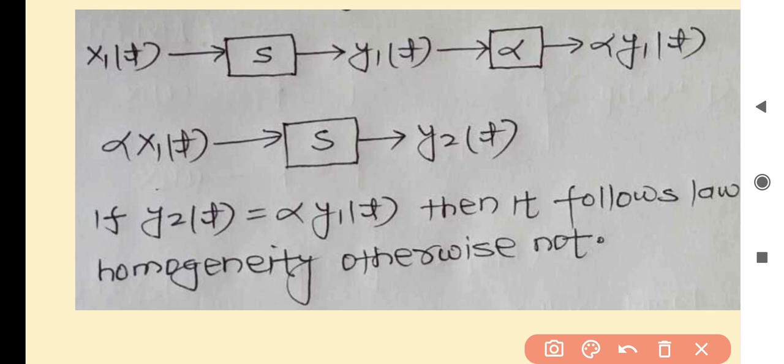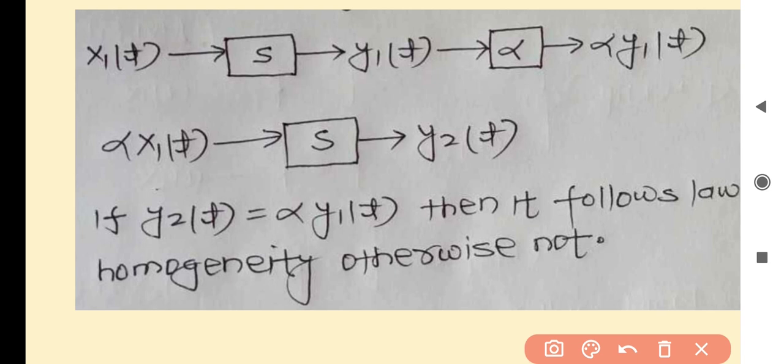Again we will replace x by x2(t) and y by y2(t). We will add up these two equations. Again, in place of x(t), I will put x1(t) plus x2(t). If the outputs in both the cases are the same, then we can say that the system follows the law of additivity. To check the law of homogeneity, I will multiply the output by a constant alpha.